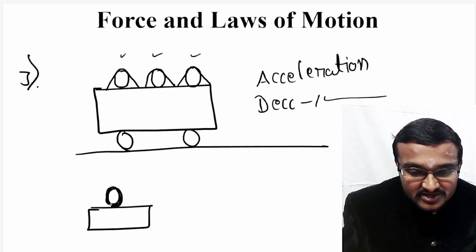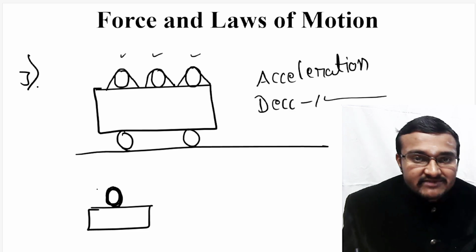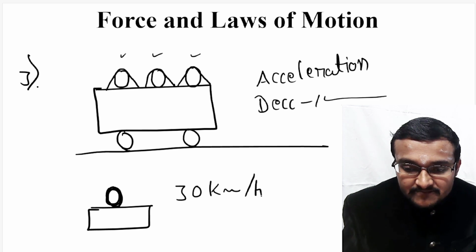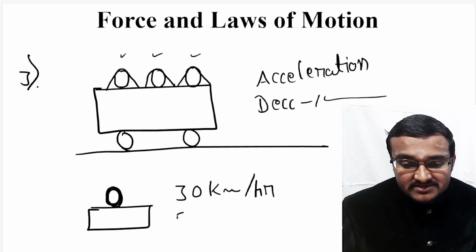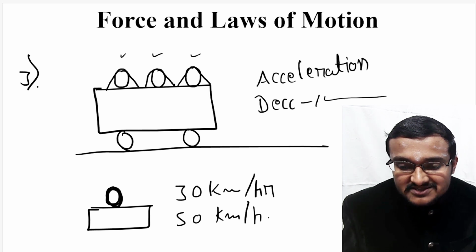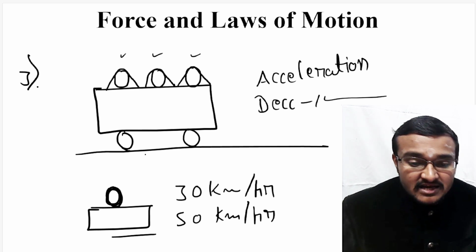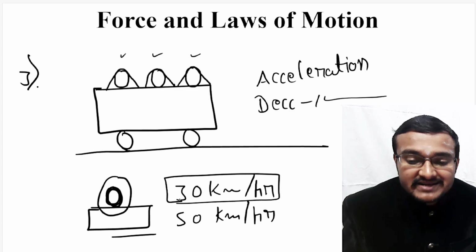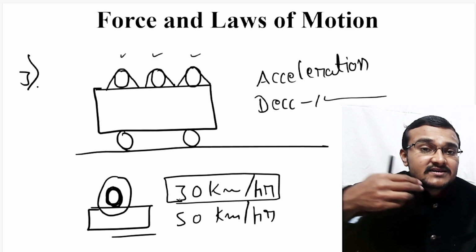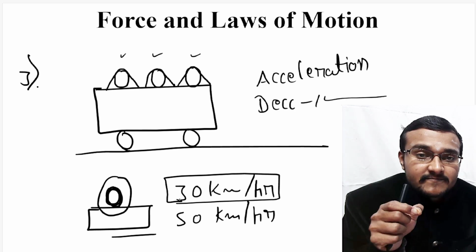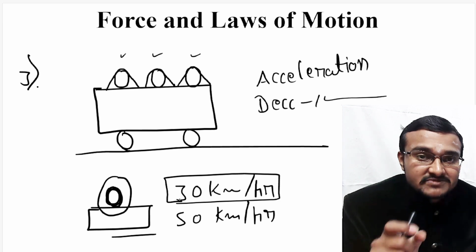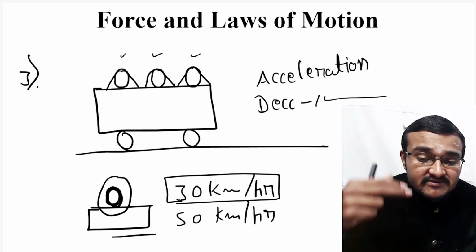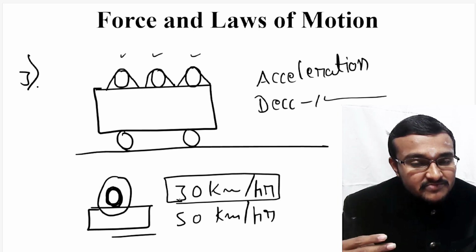Let's say this is an object which is kept on this bus, and if it is not tied with any rope, and the bus is traveling at 30 km per hour, suddenly if the driver accelerates the bus to 50 km per hour, the state of motion of the bus will change. But this object which was lying on it was experiencing this 30 km per hour speed initially, and suddenly when the speed of the bus is increased to 50 km per hour, because of the inertia present in this object, that is, resistance to change in state of motion, because now the state of motion of the bus is changing from 30 km per hour to 50 km per hour.